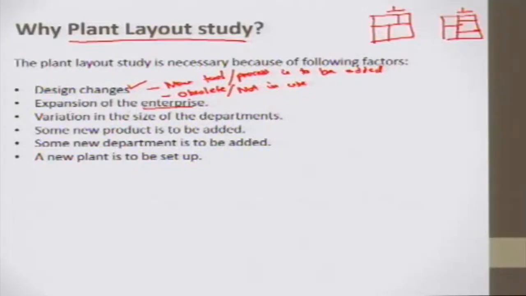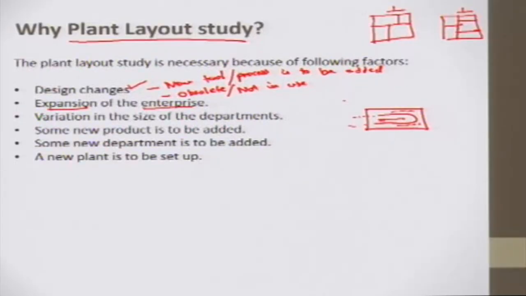China is coming into play. China is taking the market share very fast. So new products are there and enterprises are trying to expand. So a plant layout has to be made in such a way that the expansion is also possible. We'll discuss the layouts. For example, this is a U kind of layout. It could be expanded, or we could put some more machines in there. So this is one of the factors here.